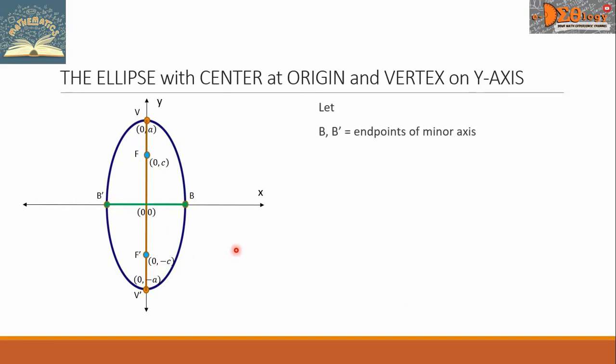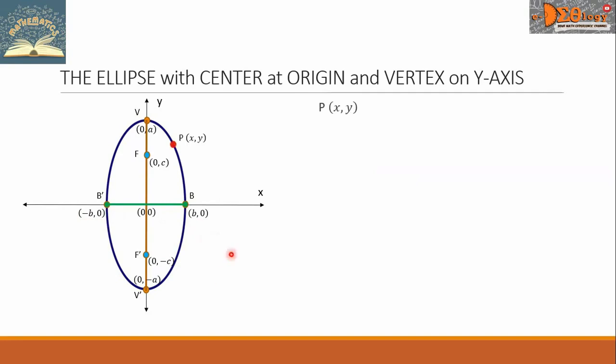Now let us assign 2 points B and B prime here, and these are the endpoints of the minor axis. The line segment is assigned to be 2b. It means the coordinates of the points B and B prime are (b, 0) and (negative b, 0), respectively.